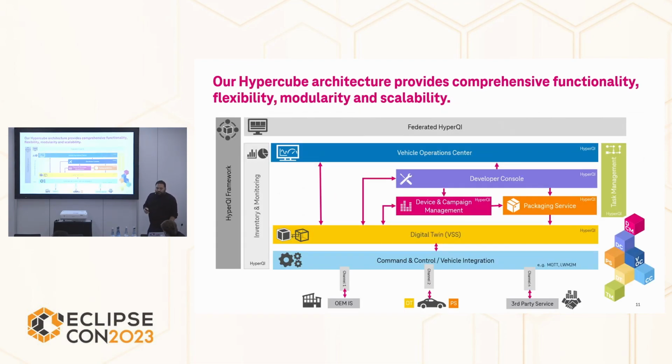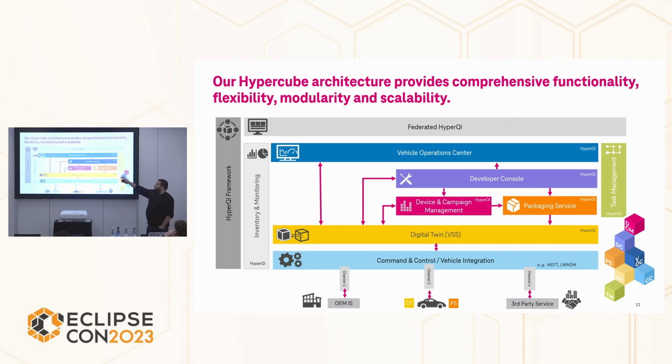So this would be the architecture. How does it all work together? We've already seen it with the cycle. It matches this kind of architecture. Down here we have the car, which communicates with this integration layer called Command and Control. Then we have the digital twin that supports the Vehicle Signal Specification standard, a standardized format for data related to the automotive domain. Device Campaign Management does the orchestration.